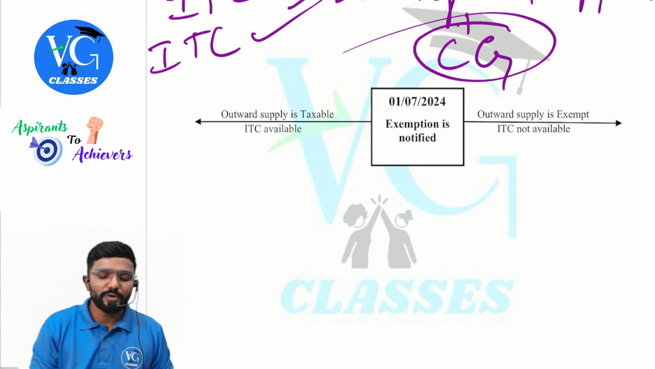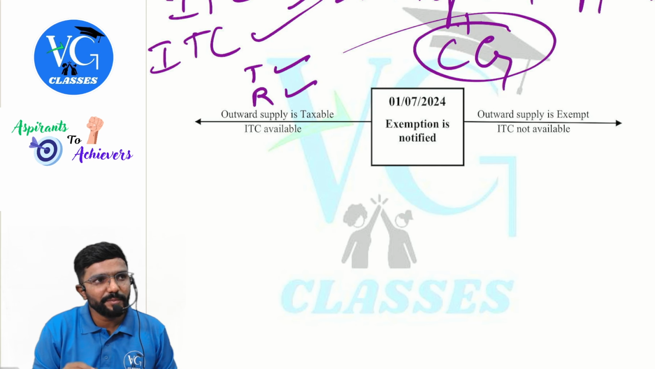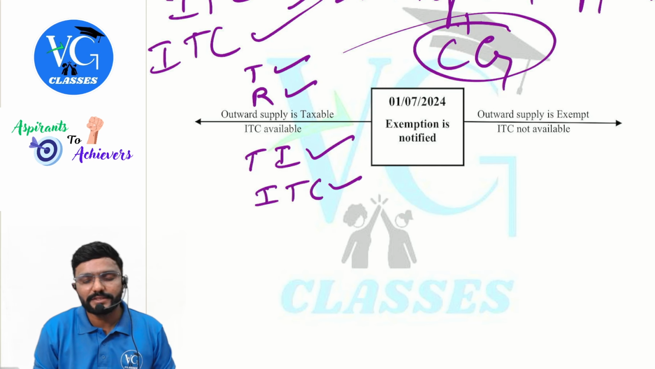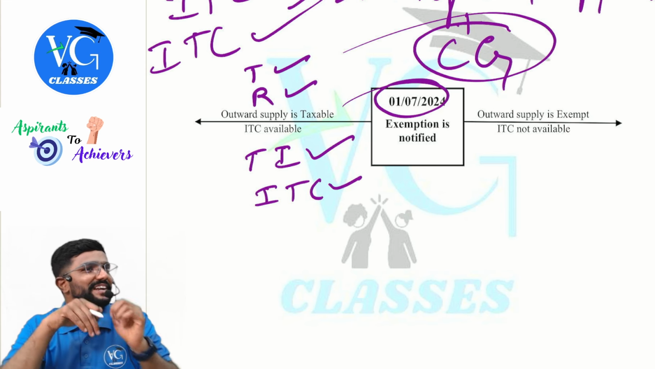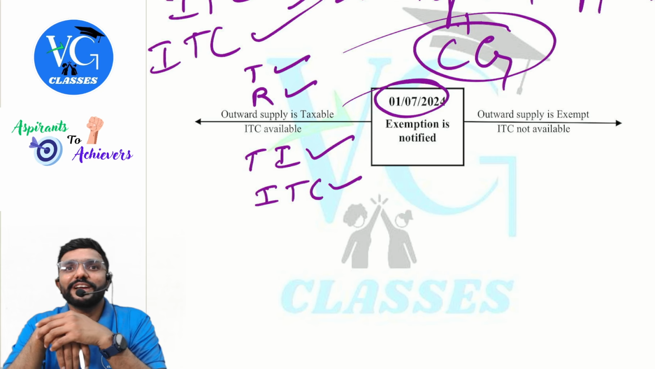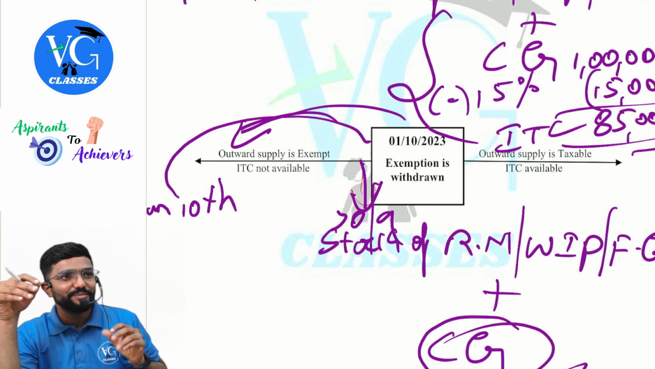Same story here also, guys. Sir, before, my outward supply was taxable. Should I pay tax on my outward supply? Yes. Can I collect it from my recipient? Yes. Can I issue a tax invoice? Yes. Can I claim ITC? Yes, I can claim. Now, from 1st July, the government exempted it. Guys, reverse of this scenario.